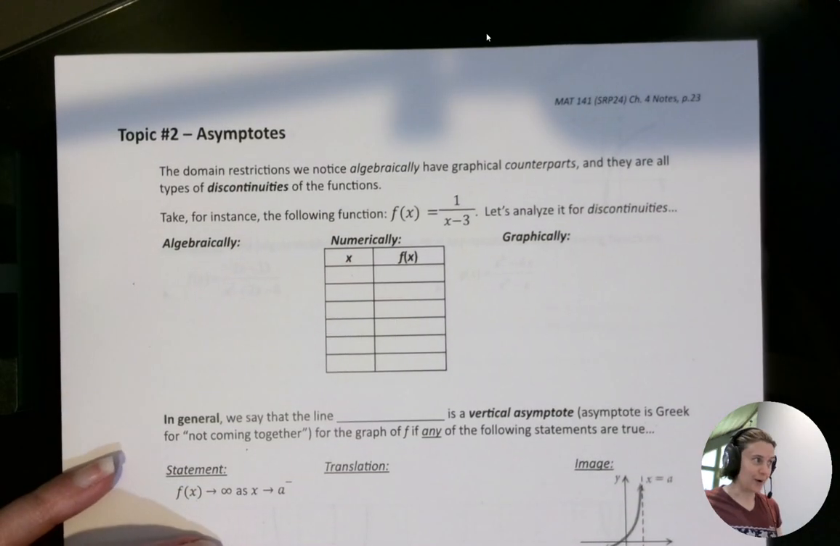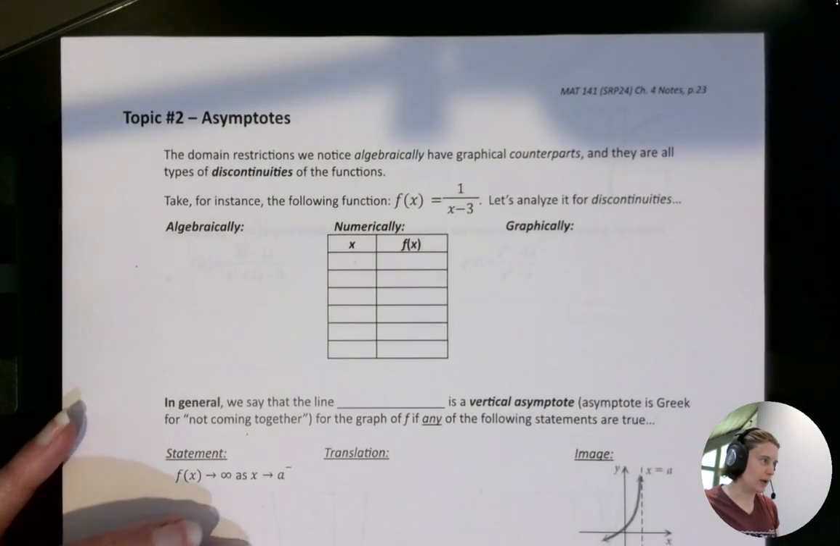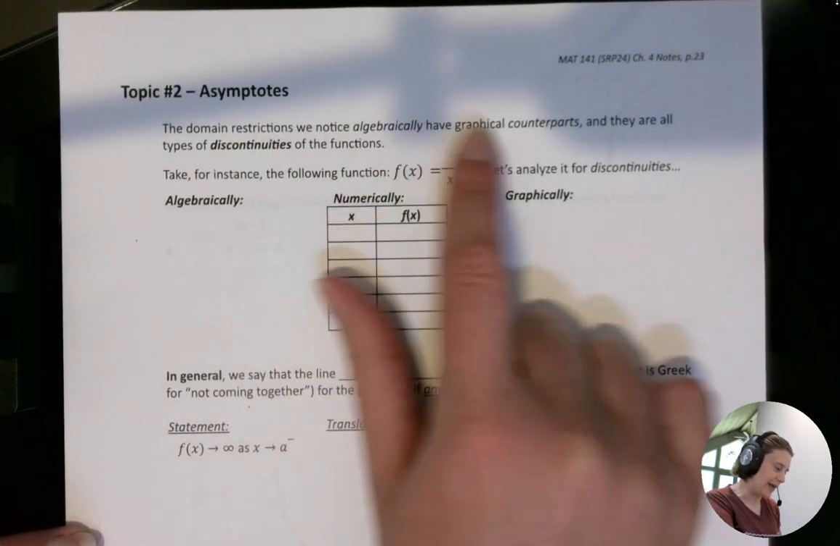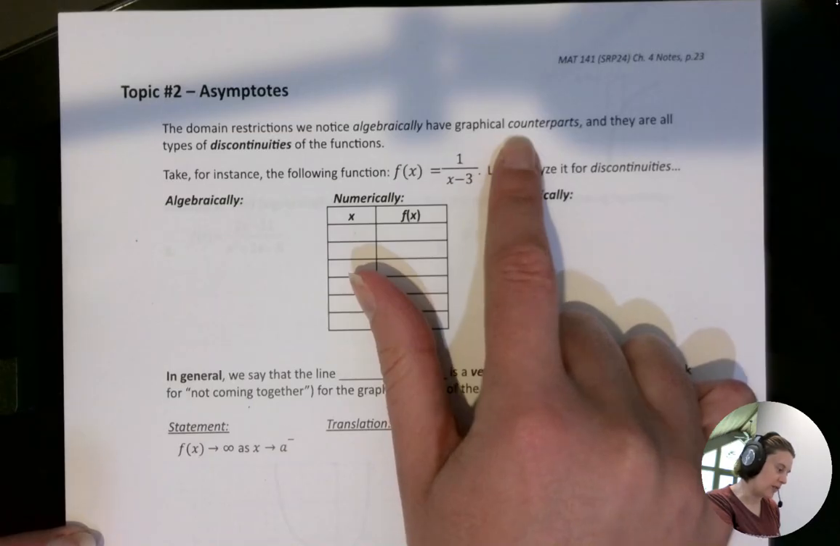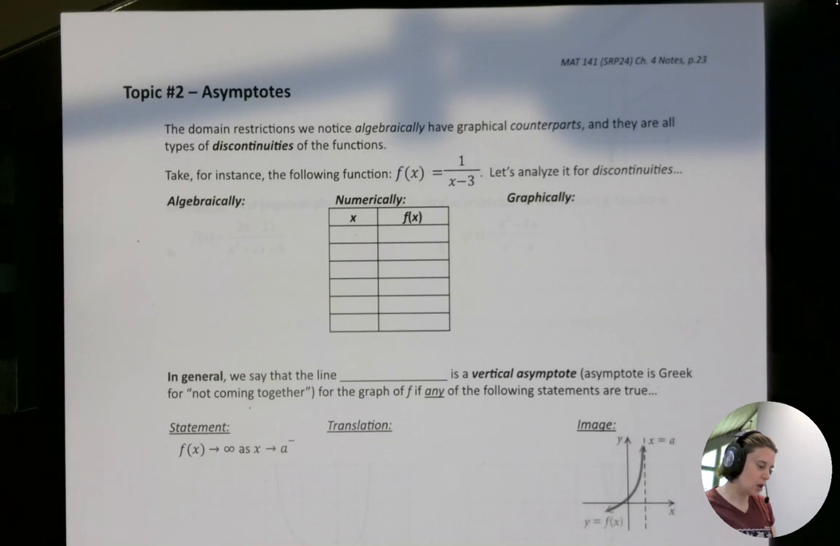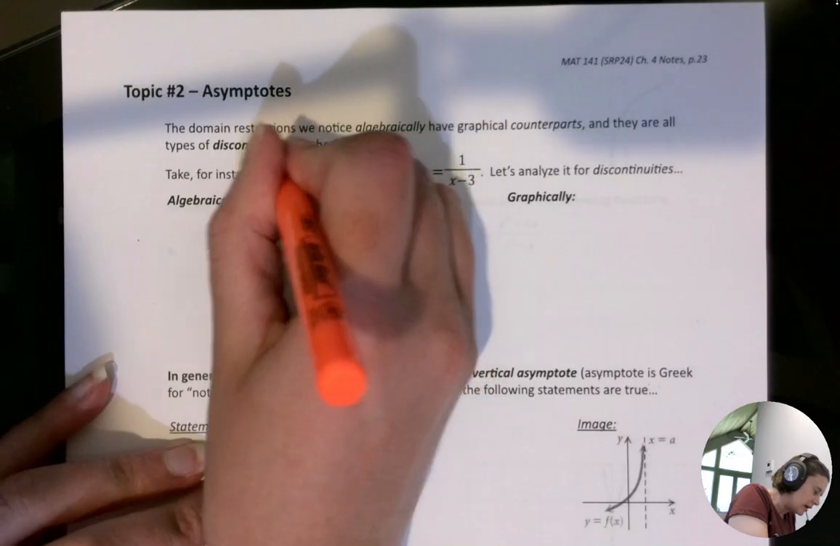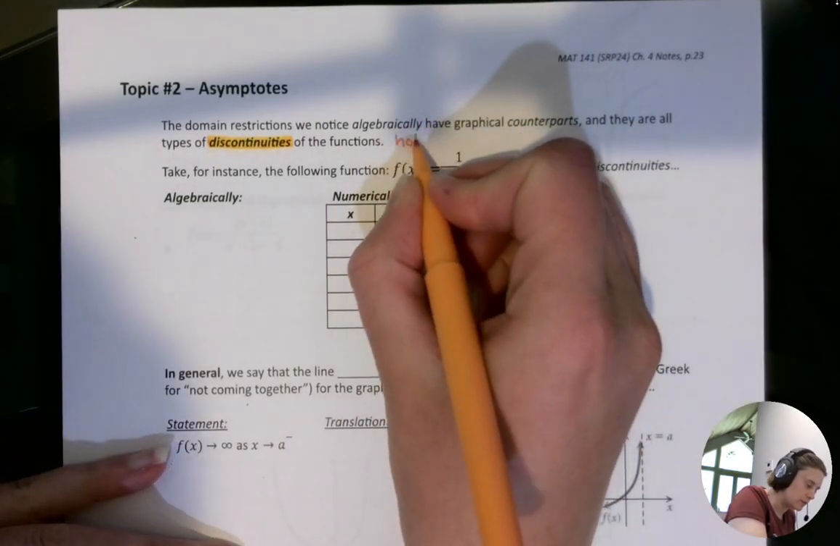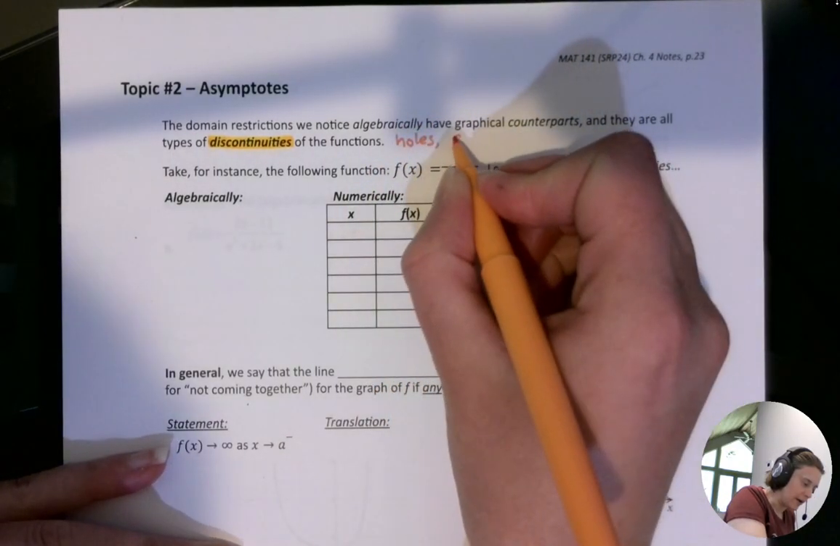Okay, so more on asymptotes. Look at our topic 2 here. Notice that domain restrictions, we notice algebraically, have graphical counterparts, and they are all types of discontinuities of functions. So we've noticed 2 kinds of discontinuities. We've noticed the hole in the graph, and we've noticed the vertical asymptote. Okay, so I'm just going to make a note of this. Discontinuities could be things like holes or asymptotes.